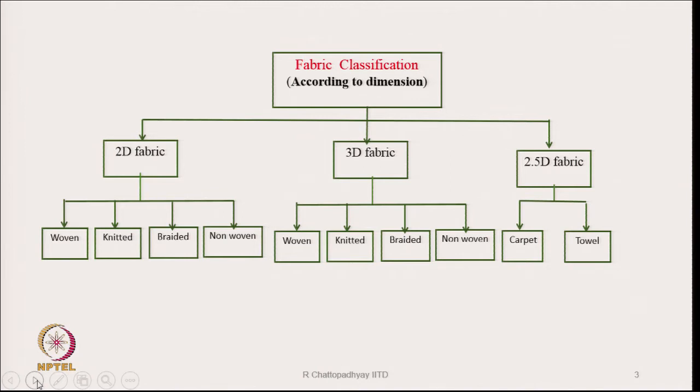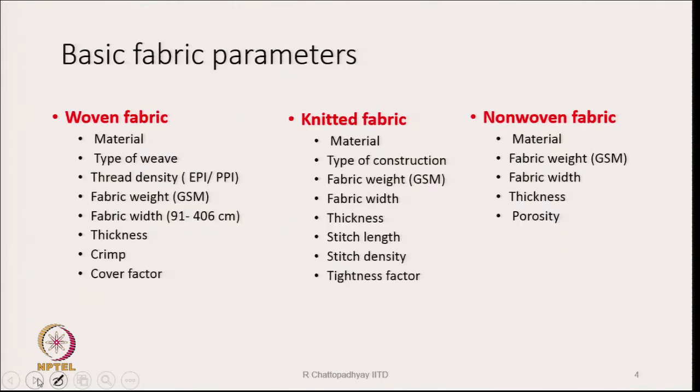Here is another classification based on dimensions. We have 2D fabrics, we have 3D fabrics and we have 2.5D fabrics. 2D fabrics: woven, knitted, braided, non-woven. 3D fabrics could be again woven, knitted, braided, non-woven, and 2.5D fabrics as an example could be carpet, towel, these are called 2.5D. So, these are the two ways in which fabrics are classified.